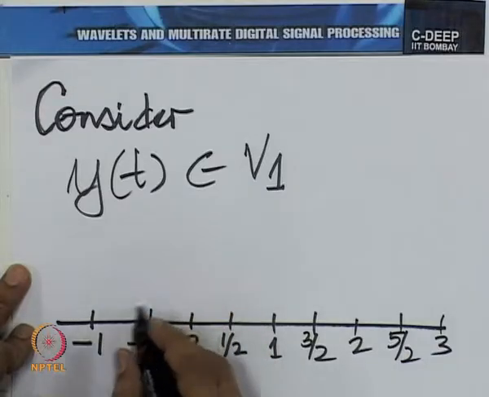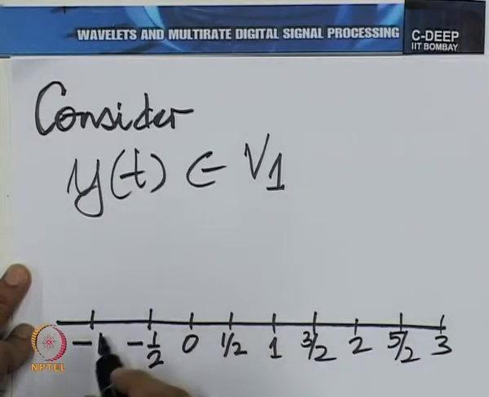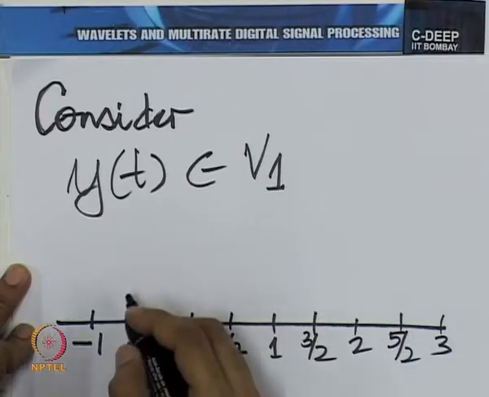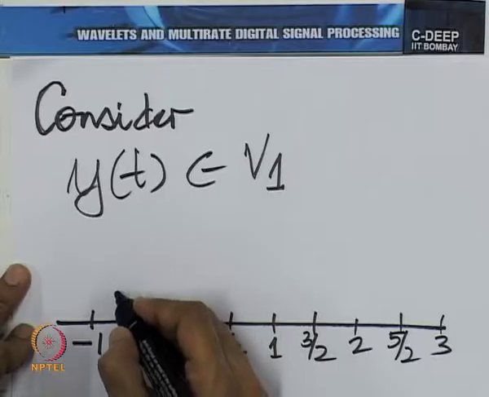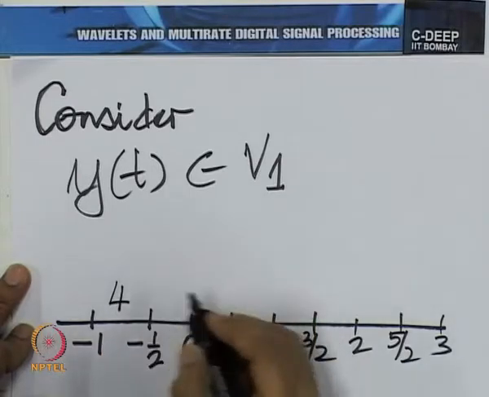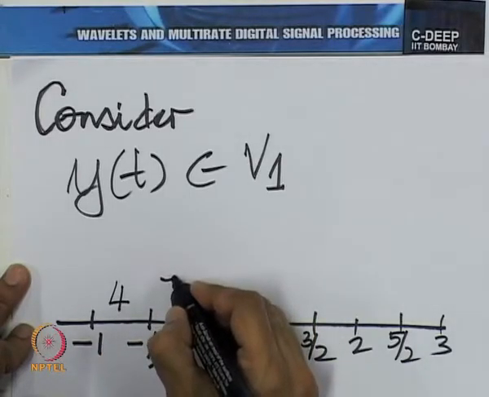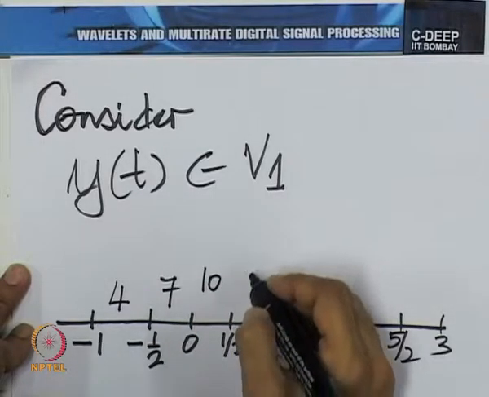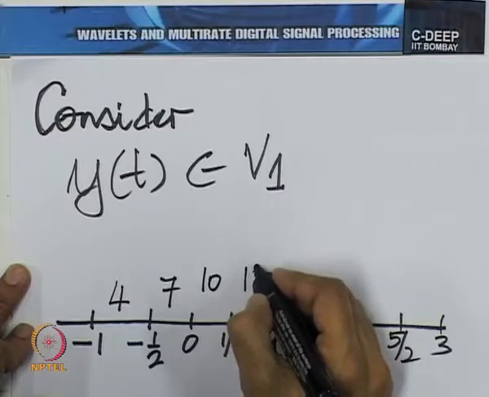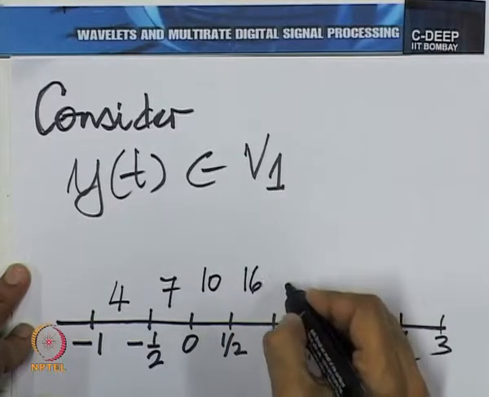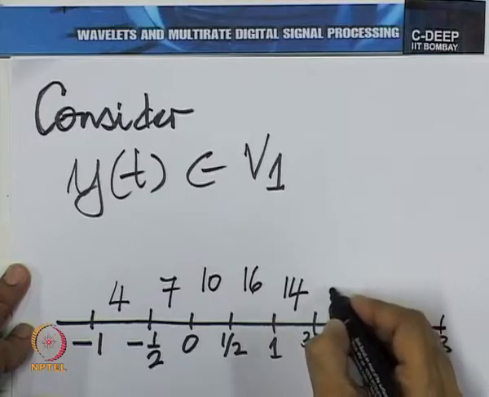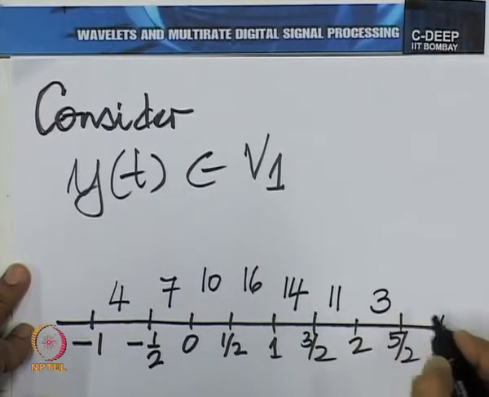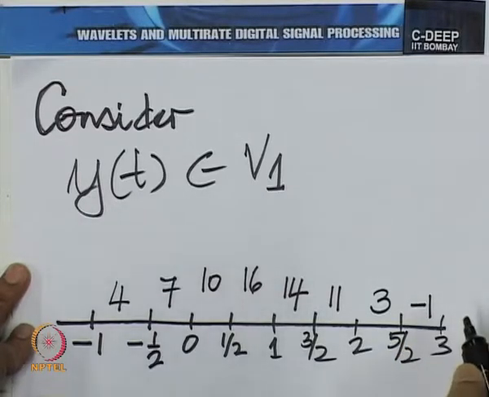So, I will just write down, I will not sketch, I will just write down the piecewise constant values in each of these intervals. So, in this interval the value can be let us say 4, in this interval the value is 7, in this interval the value is 10, in this interval the value is 16. Let us say in this interval the value is 14, 11, let us say 3 and minus 1 for some variety.